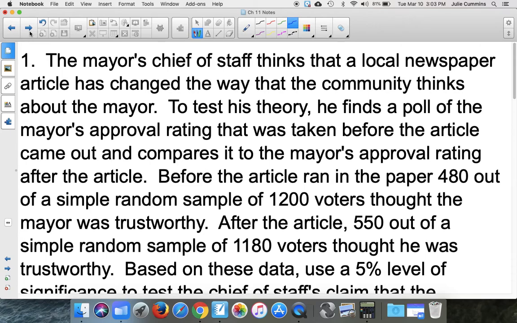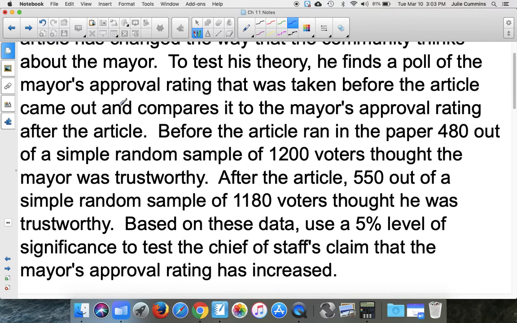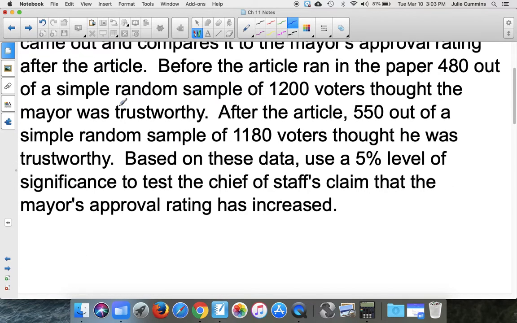So we're going to start with the mayor. The chief of staff thinks that a local newspaper article has changed the way the community thinks about the mayor. So to test this theory, he finds a poll of the mayor's approval rating that was taken before the article came out and then compares it to the approval rating after the article. Before the article ran, 480 out of a simple random sample of 1200 voters thought the mayor was trustworthy.